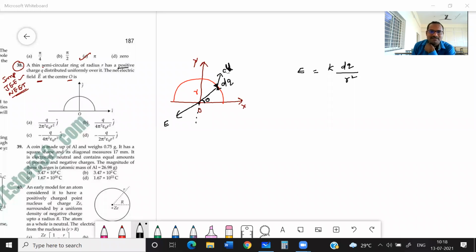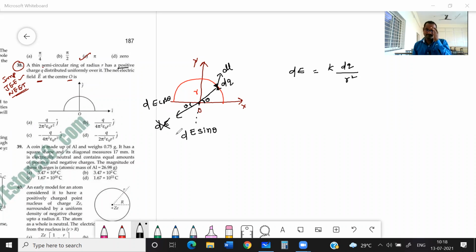If this is theta, then this is also theta. Clear, students? Yes, this is also theta. Now this electric field can be resolved into two components. One is E cos theta here, another one is E sin theta here. See, due to the small elementary charge dq, we get a small electric field dE. And this is also dE. Yes, dE sin theta, dE cos theta.